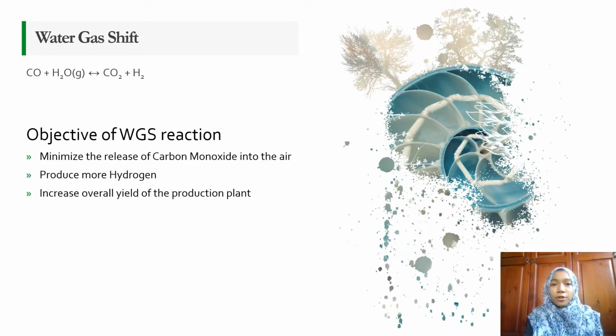So the equation for the water gas shift reaction is CO plus H2O producing CO2 plus H2. The objective of the WGS reaction is to minimize the release of carbon monoxide to the air and produce even more hydrogen, which would increase the overall yield of the production plant.